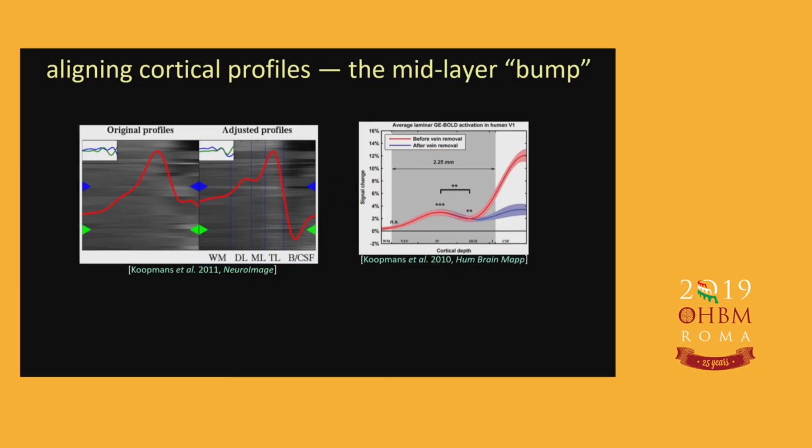So another approach to estimate the positions of layers is a nice approach proposed by Peter Koopmans, in which he aligned the cortical profiles directly to the anatomical data. If he looked at the original profiles in the baseline fMRI data, he saw that there were no distinct characteristics across depth. He also saw there was a lot of variability of the cortical profiles across the ROI. So what he did was he slid the profiles around a little bit and adjusted the cortical depths in order to make the profiles more consistent across the ROI.